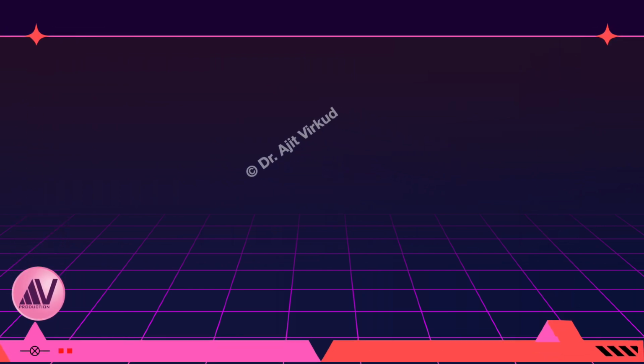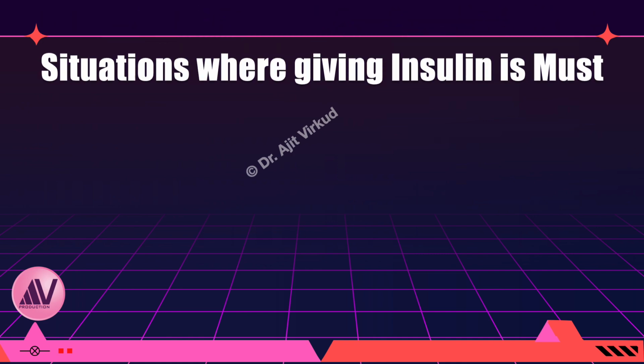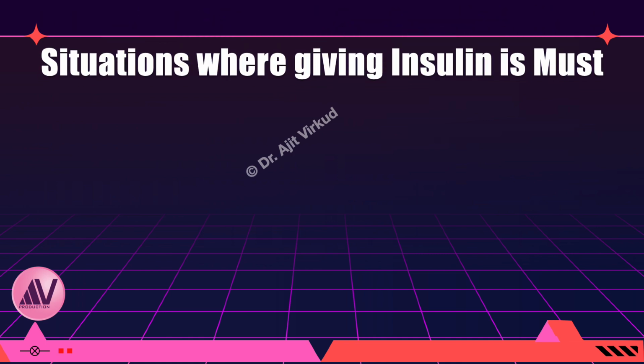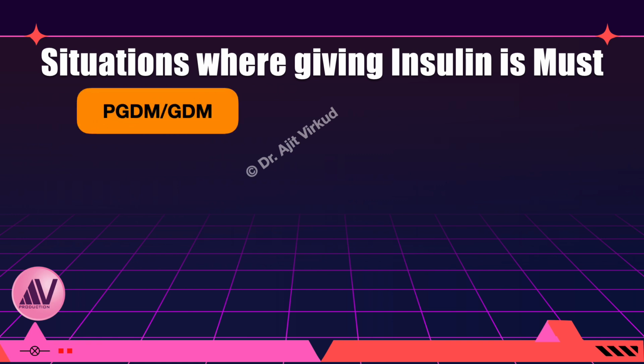Before I talk about various oral hypoglycemic agents, let me mention situations where giving insulin is a must. These are: in pregnant patients with PGDM or GDM, American Diabetes Association recommends giving only human insulin. However, in practice, many physicians do give oral hypoglycemic agents like glyburide. To learn more about this, please see my video on GDM. The link will be given below.